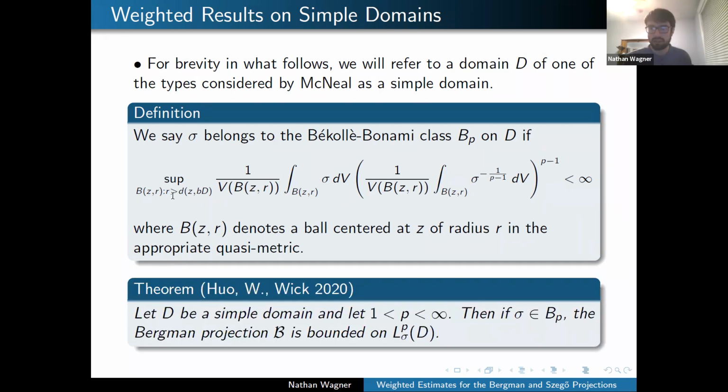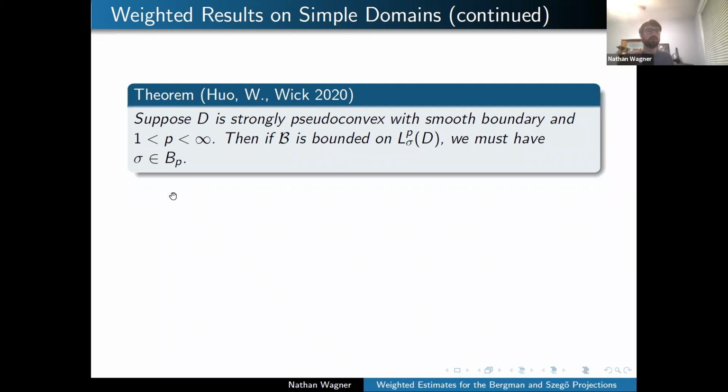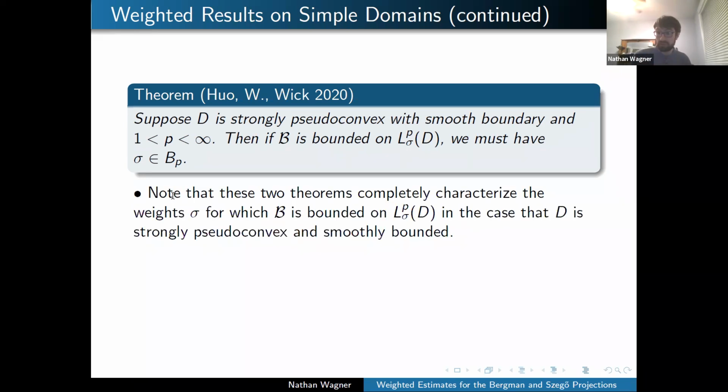And what I proved along with Zhang Huo and Brett Wick is that if D is a simple domain and P is between 1 and infinity, then the BP condition is sufficient for the boundedness of the Bergman projection on the weighted LP space. And you might ask, well, that's nice, but can we also get necessity? And the answer is you can for the strongly pseudoconvex domains. So that was one specific subclass. And so then you obtain a complete characterization of the weights for which the Bergman projection is bounded. And this substantially expands Bekolle's result because Bekolle's result was only for the ball.